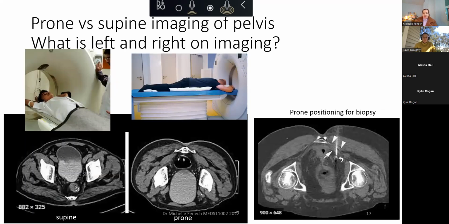So this is going to be the right side of the patient and the left. This is actually going to be the right side of the patient, and the left is going to be over here. So this is a supine CT. We hardly ever do prone CT scans. We would generally do this if we're going to be putting a needle into someone. So this is the left side of the patient, and this is the right side of the patient here.